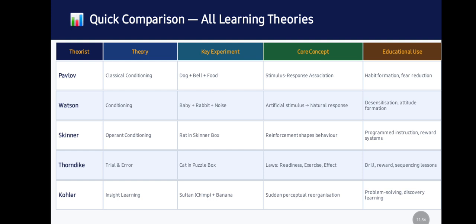Thorndike's trial and error theory: cat in puzzle box. Laws are readiness, exercise, effect. Educational use is drill, reward, sequencing lessons. Kohler's theory is insight learning: Sultan the chimp and the banana. Sudden perceptual recognition. Educational use is problem solving and discovery learning.